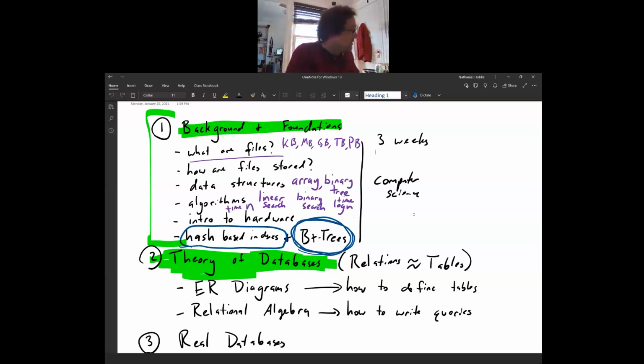The point of having data structures is to organize data such that you can take advantage of some properties. We've talked about algorithms, search being the most important one.